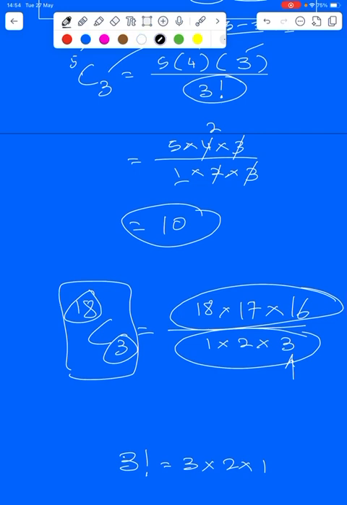And then of course you can cancel whatever you can cancel. Then you should get 816 ways to choose. That's a big number, right? If we have to do it manually, oh, my mind can go crazy.